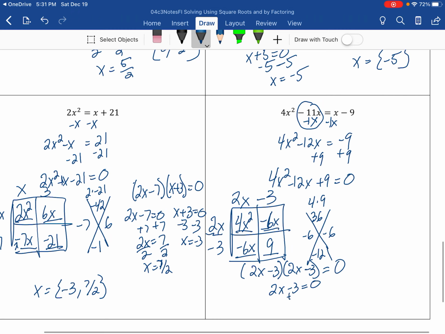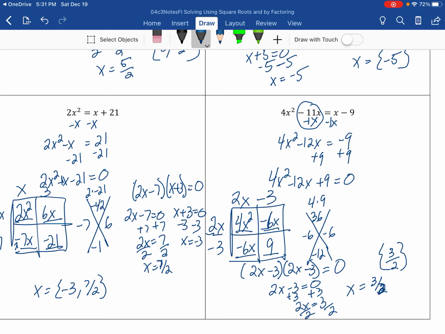I only have to solve one of these. 2x minus 3 is equal to 0. Add 3. 2x is equal to 3. Divide by 2. x is equal to 3 halves, or 1 1/2.